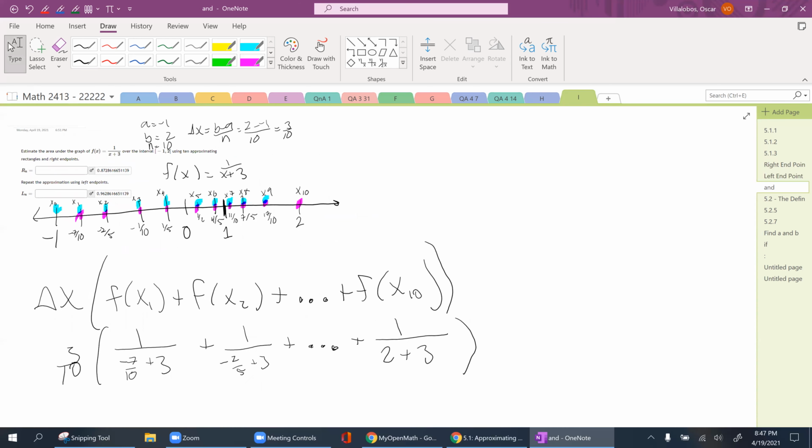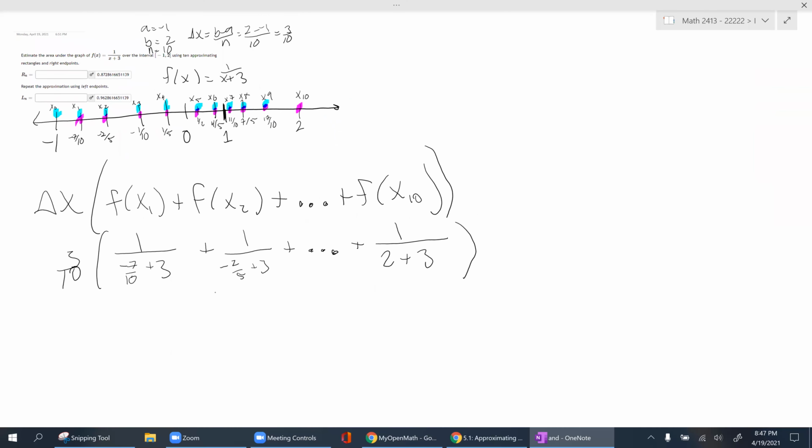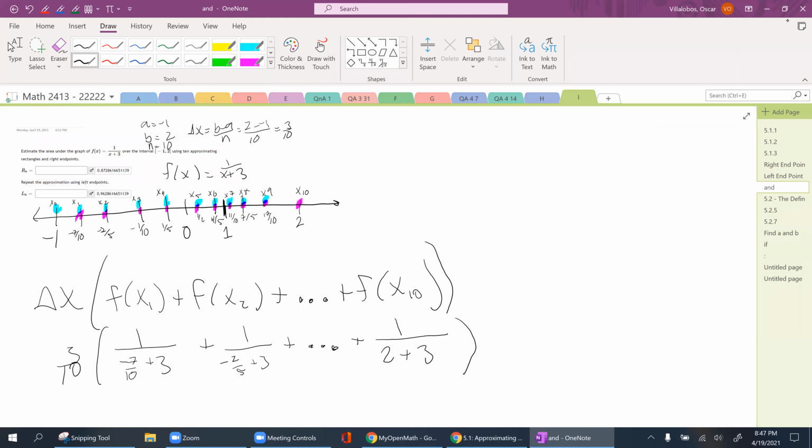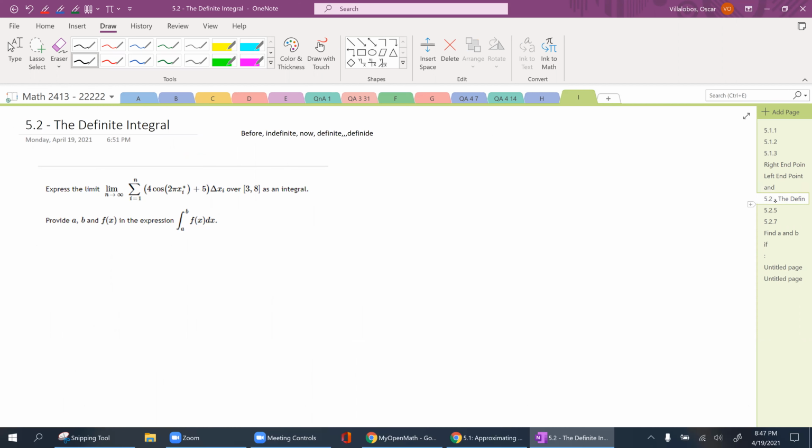And keep track of your middle values, because whenever you do the right endpoint, you're going to be using the middle parts again, so you don't have to do extra work. That computation value has already been found. So literally the first one and the last one are the only ones you need to do uniquely each time. Very nice. So how does this apply to definite integrals?